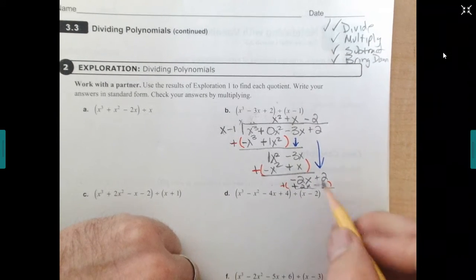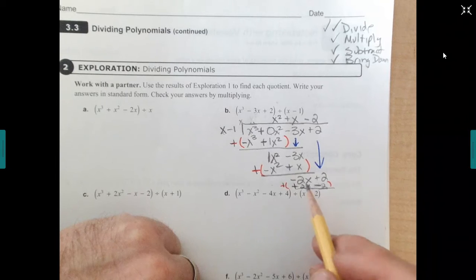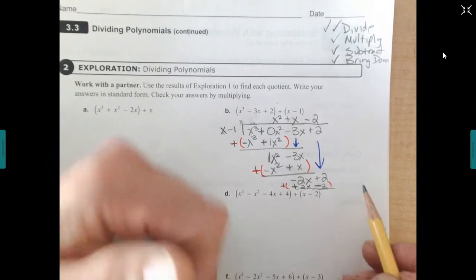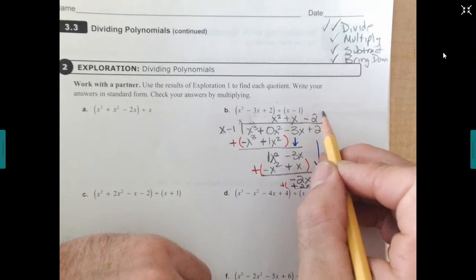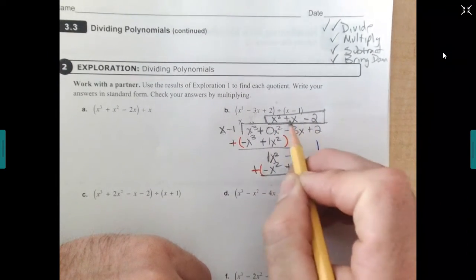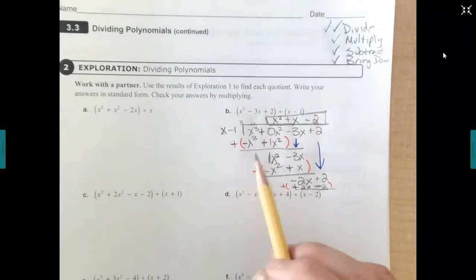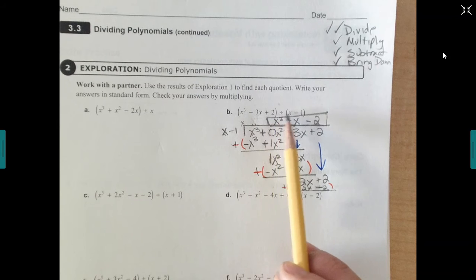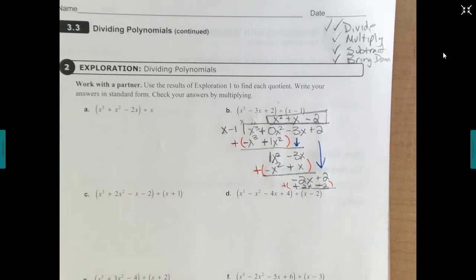Hey, look at that. This one, I get -2x plus 2x, so that's 0. 2 minus 2 is 0. So I have no remainder. So that right there is my answer: x squared plus x minus 2. That's my answer for x to the third minus 3x plus 2 divided by x minus 1. Boom. Just like that.